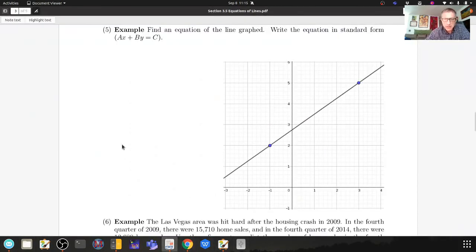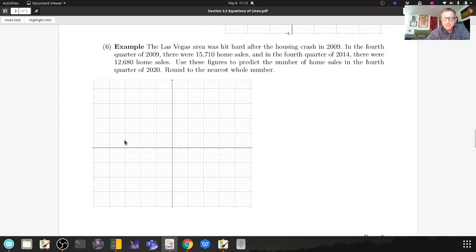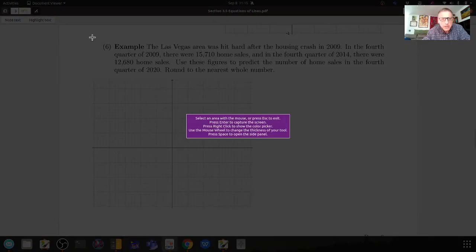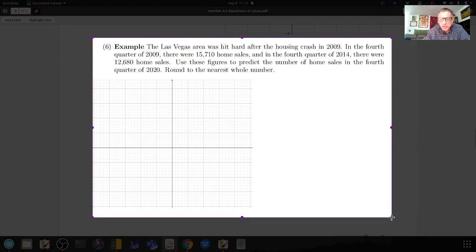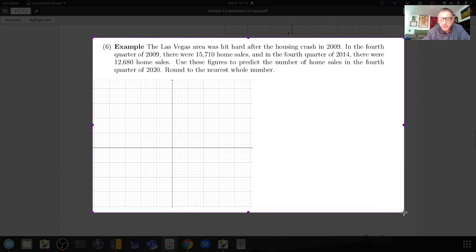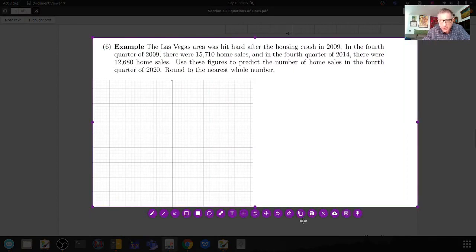Okay. Now we have another applied problem, which I'm going to go ahead and take over to our drawing space, because we will want to use the graph, I believe. I'll go ahead and take it all the way to there.